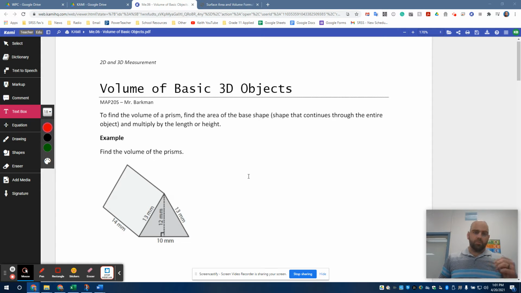Now, we're going to look at the volume of basic 3D objects. And when I say basic 3D objects, we're talking prisms. A prism is any shape that has a set base. In this case, this is a triangular base. It's got a set base, and that base continues throughout the shape. We have a couple special cases, and we'll get to those in a little bit, but a prism has some sort of base, and usually that will not be a rectangle, except in one special case.